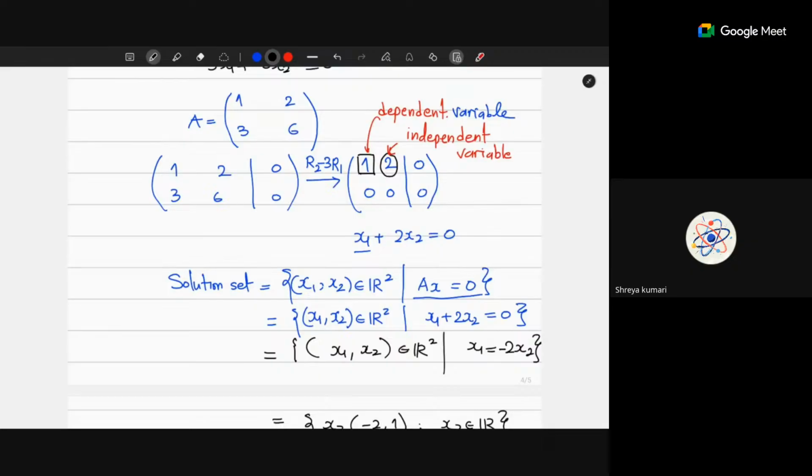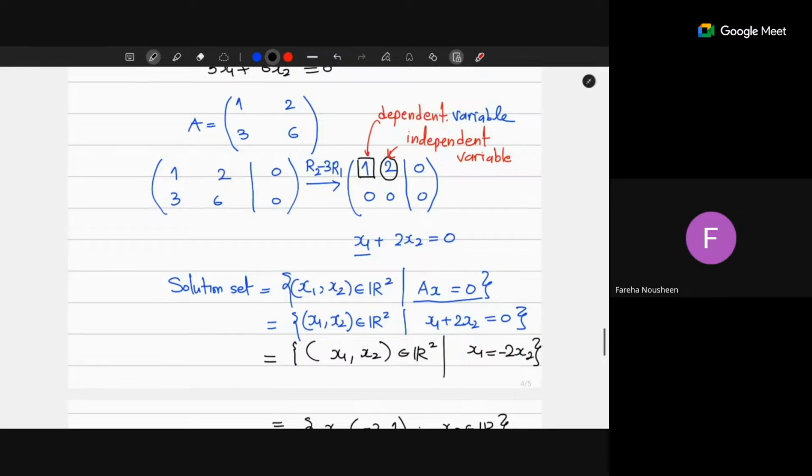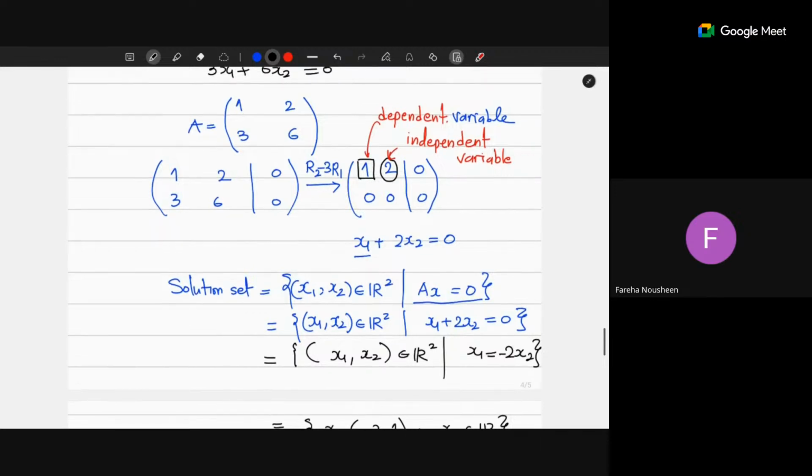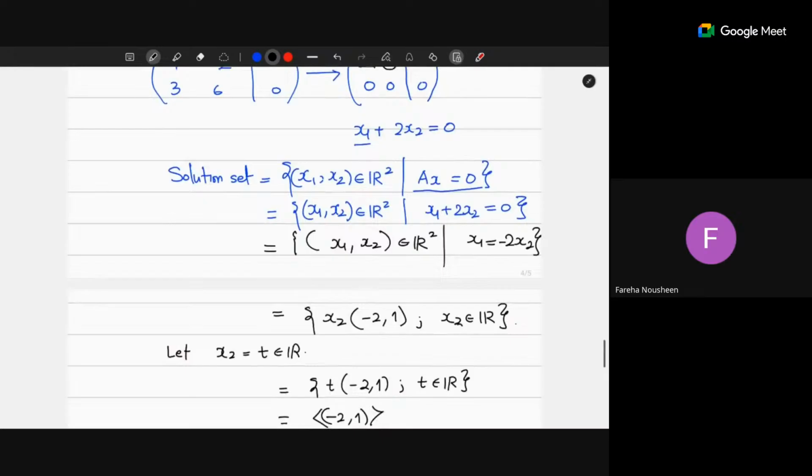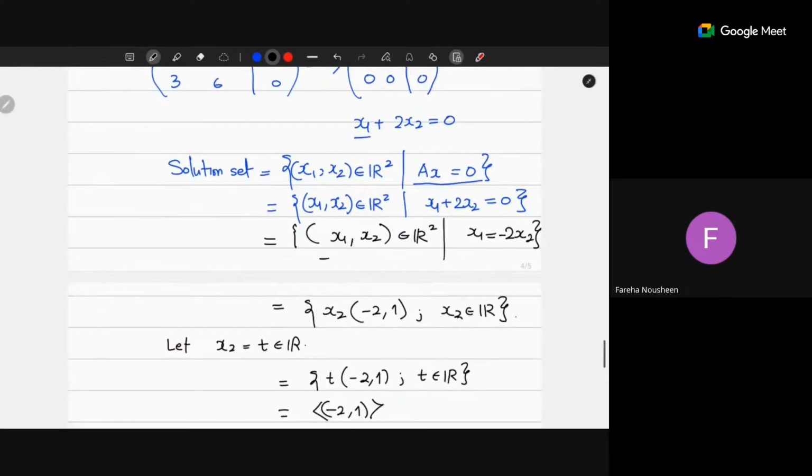X1 plus 2x2 is equal to 0. And then what is x1? X1 is equal to minus 2x2. Now you place this minus 2x2 inside the vector, so you get minus 2x2 comma x2. It is a vector in R2. But since there is only one variable that is varying, it appears in both of the coordinates.